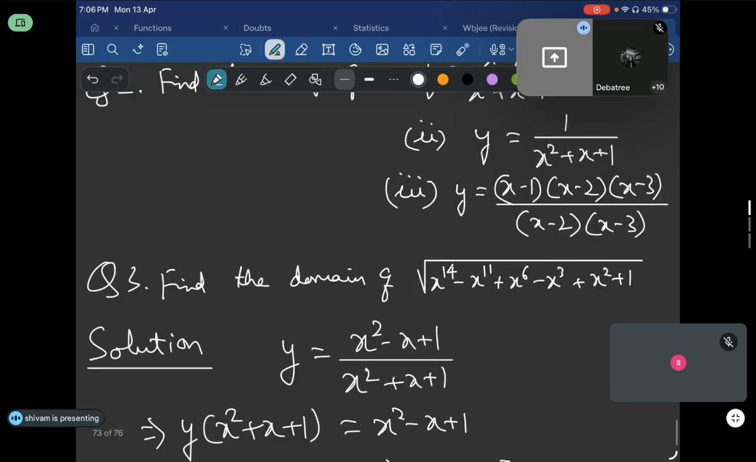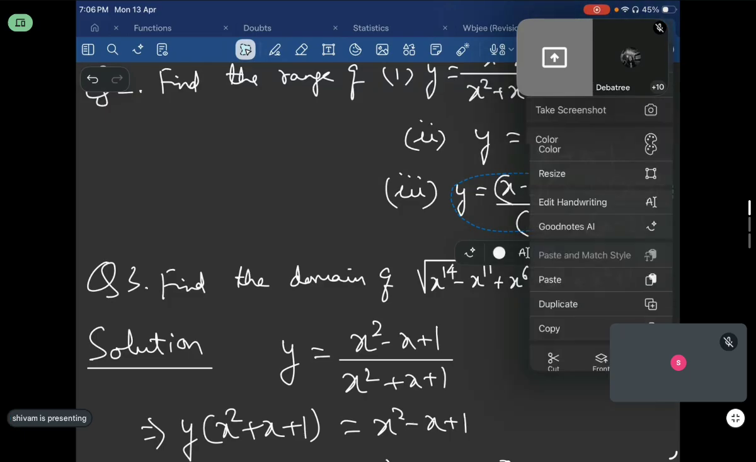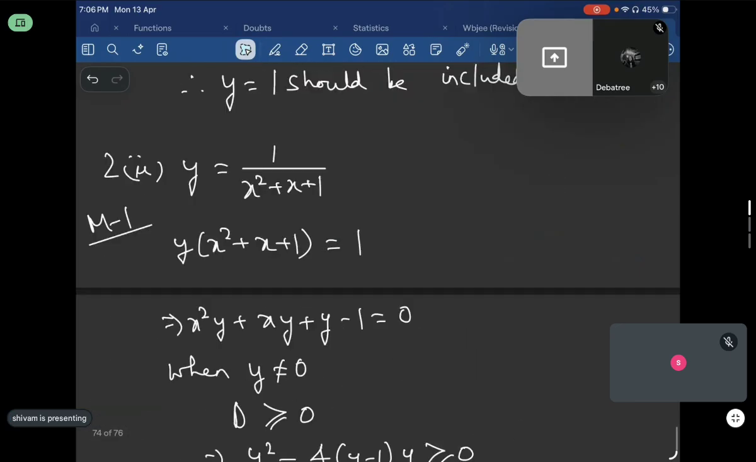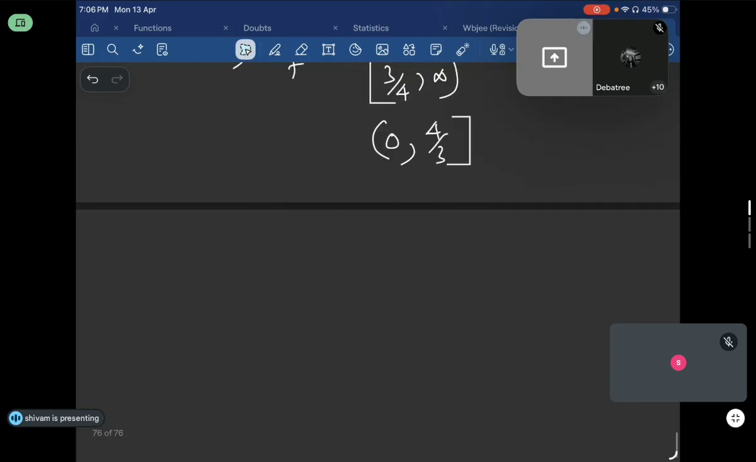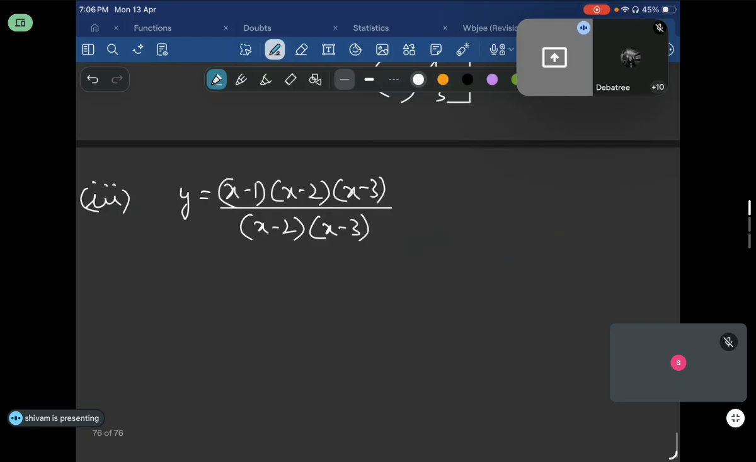Okay, part 3, everyone, pay attention. y is equal to x minus 1 into x minus 2 into x minus 3 upon x minus 2 into x minus 3. Over here, you can cancel off x minus 2 and x minus 3. But when can we cancel them out? When x is not equal to 2 and not equal to 3.